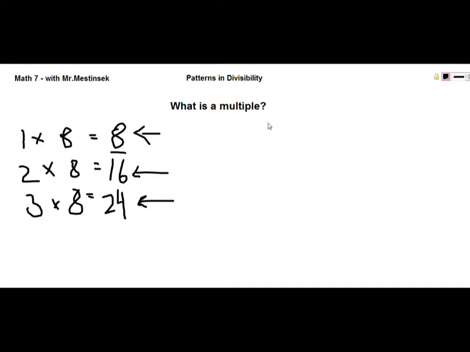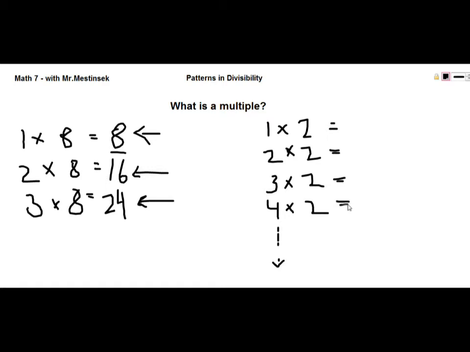So if I wanted to talk about multiples of 2, I can go 1, 2, 3, 4, and on and on. I would go down forever into infinity. So 1 multiplied by 2, 2 multiplied by 2, 3 multiplied by 2, 4 multiplied by 2. All these products over here are going to be multiples of 2. So the multiples of 2 are 2, 4, 6, 8, and on and on and on.